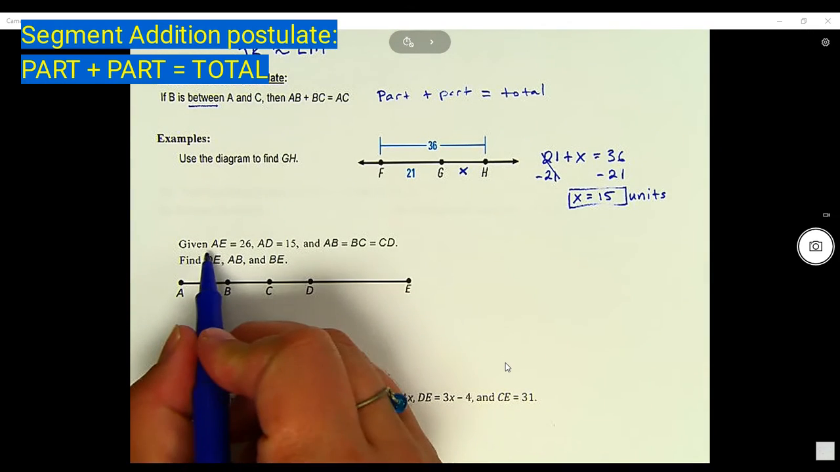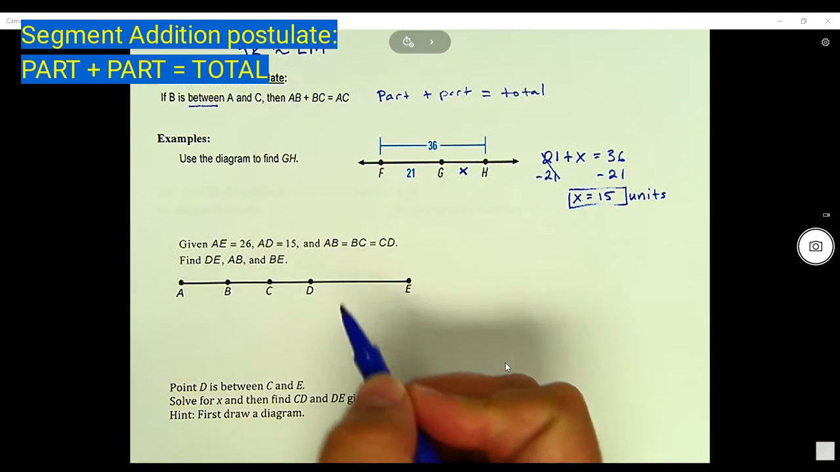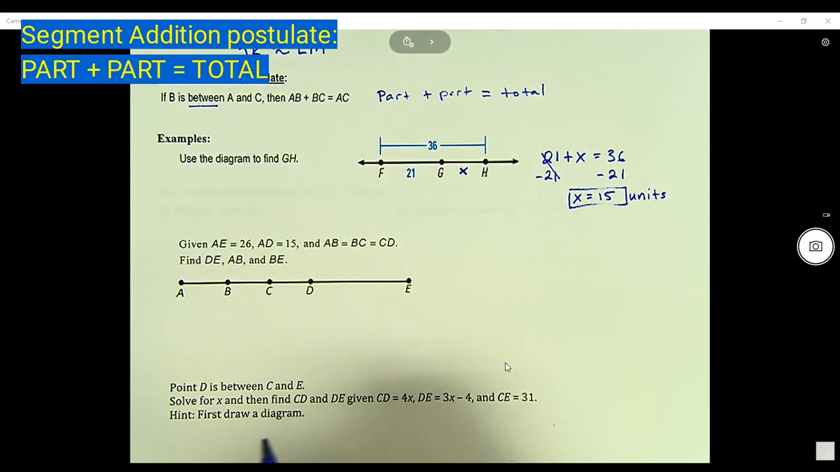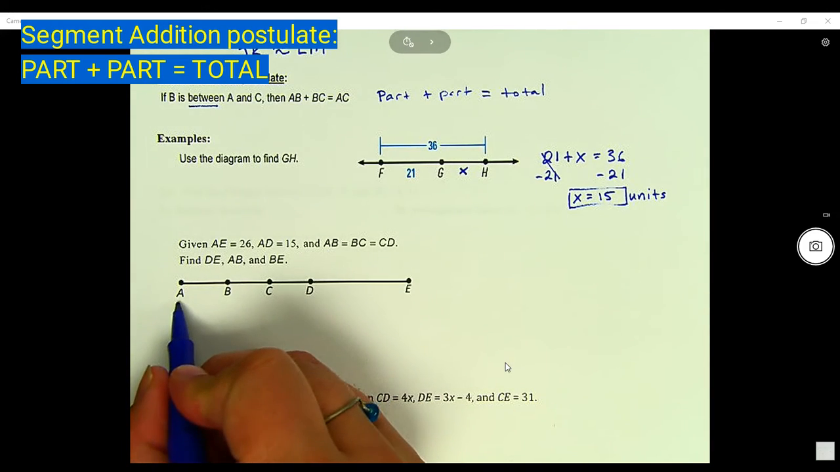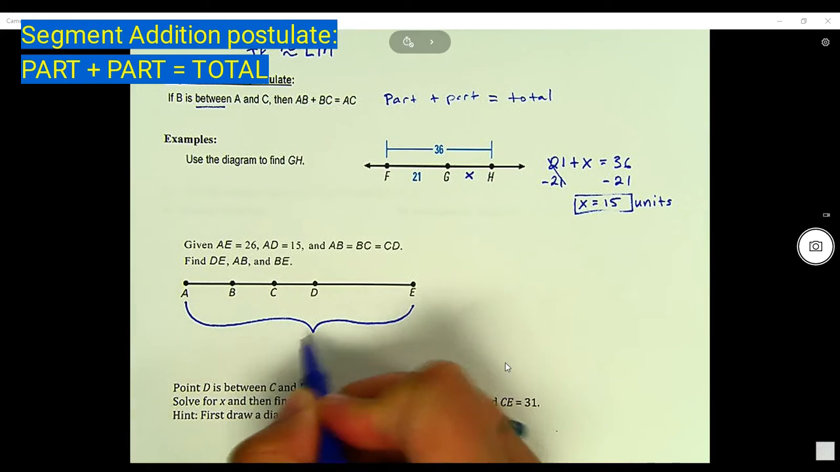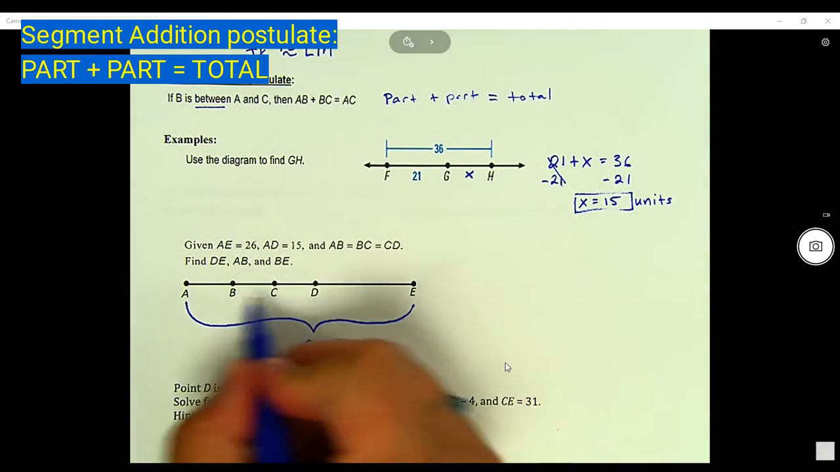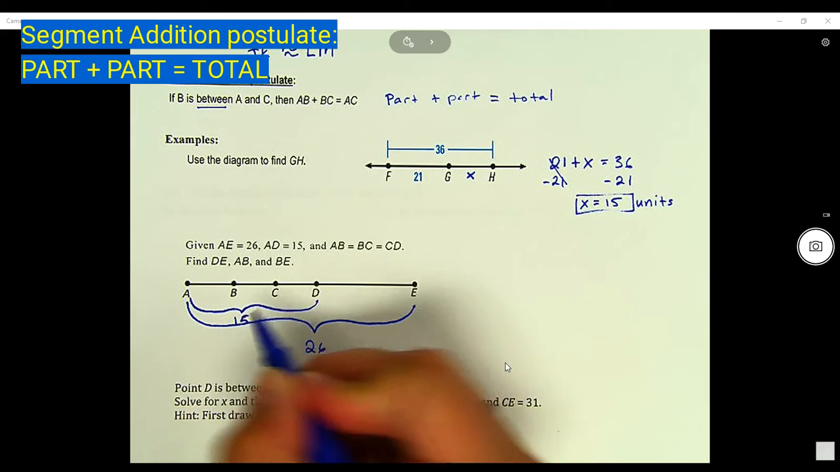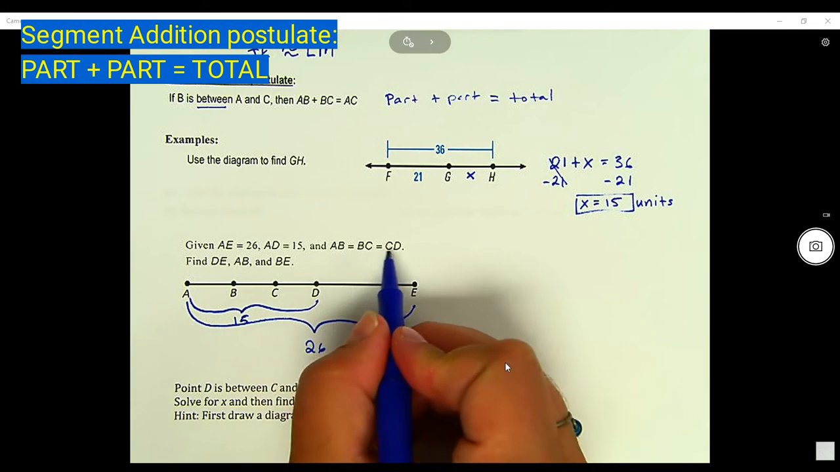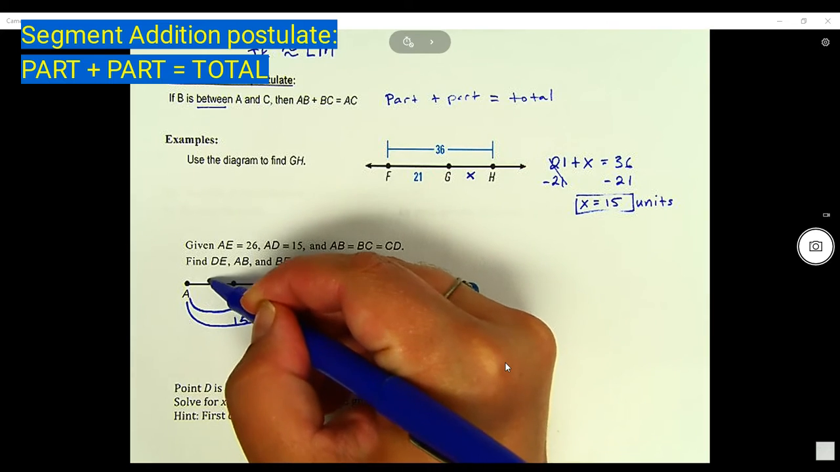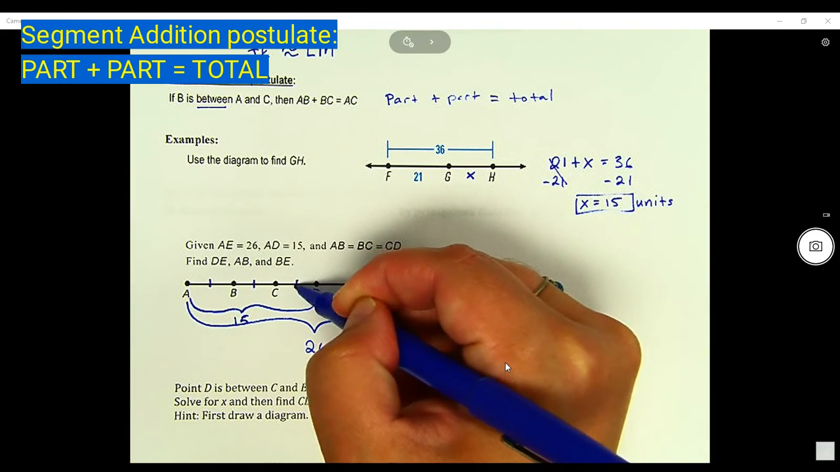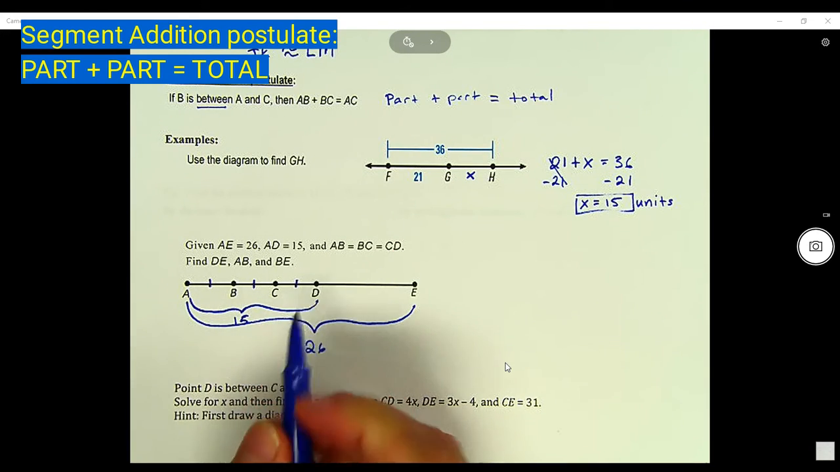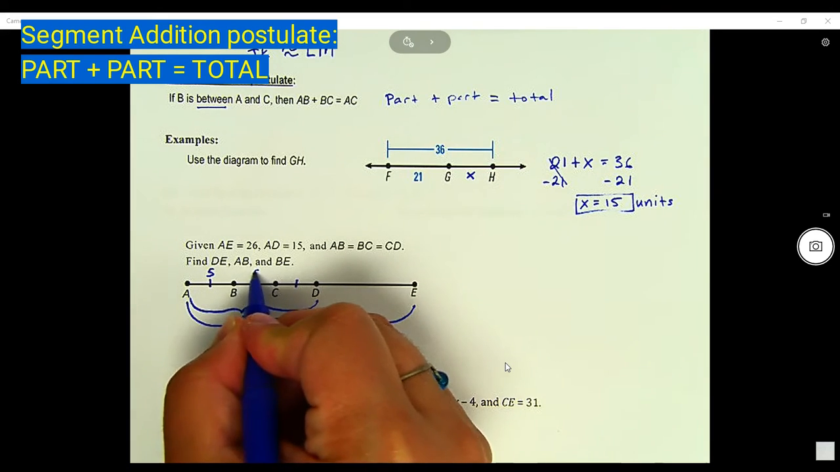Okay. Given AE is equal to 26, AD is equal to 15, and AB equals BC, which equals CD. Whew. Okay. So let's go ahead and start just putting some things on here. From A to E, I know that that whole length is 26. From A to D, I know that that whole length is 15. And AB equals BC equals CD. I'm going to mark on my picture with hash marks because I don't know what the number is, but I do know that they're congruent. Oh, look, if this total is 15 and it's divided into 3 equal parts, then I can say that each part is 5 units long.